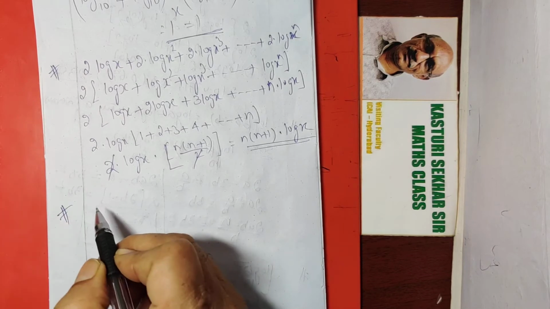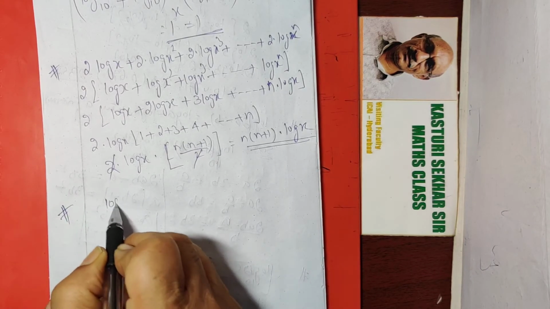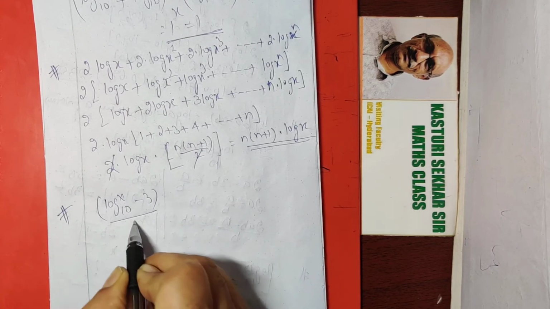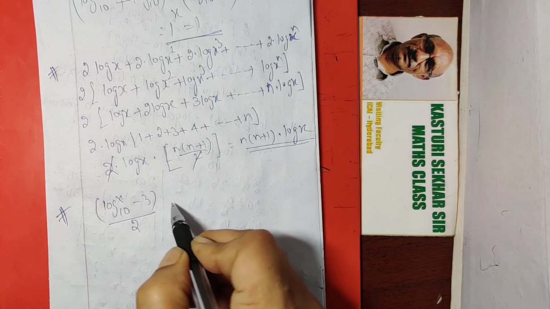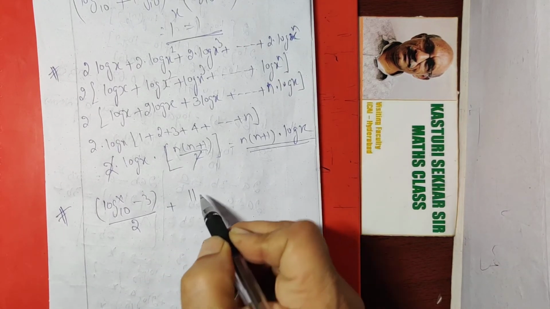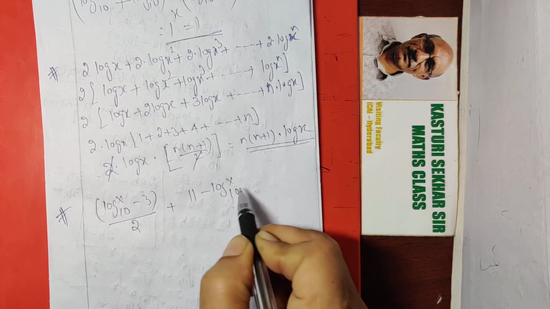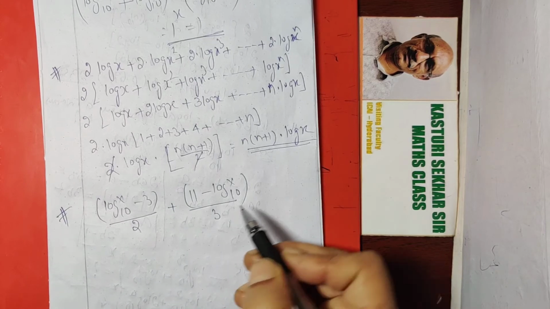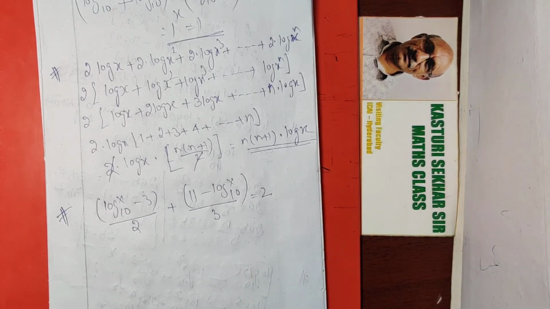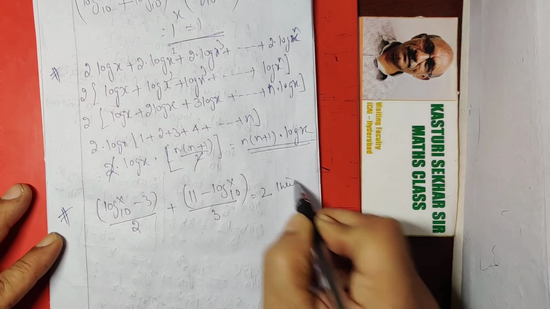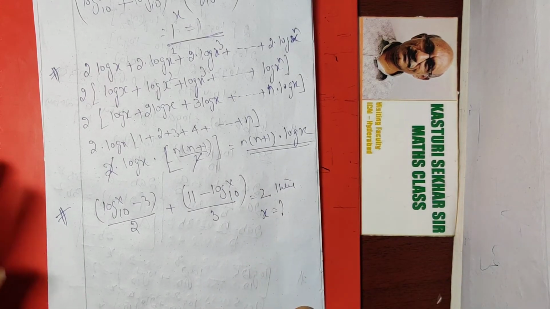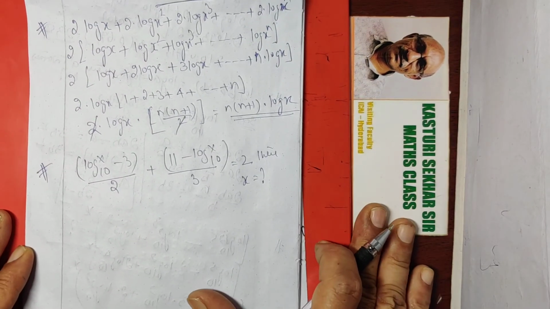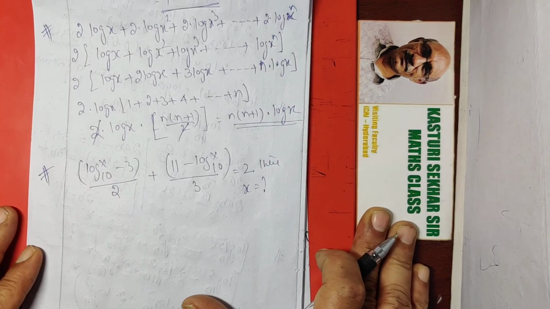Next, log x to the base 10 minus 3 divided by 2 plus 11 minus log x to the base 10 divided by 3 is equal to 2. Then x is equal to question mark. This is my question, sir. A very simple problem.